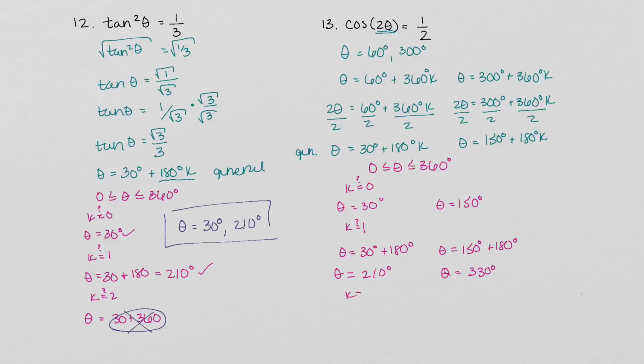Now, if we go to K equals 2, then I've got 30 degrees plus 360 degrees. And over here, I've got 150 degrees plus 360 degrees, because we multiply that 180 by 2. That is outside my interval, so that doesn't work. But for this problem, because we divided by 2, there are 4 angles. So theta is equal to 30, 150, 210, and 330 degrees. All of those angles.